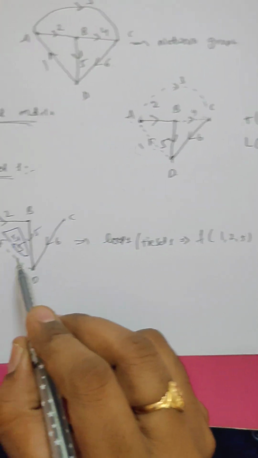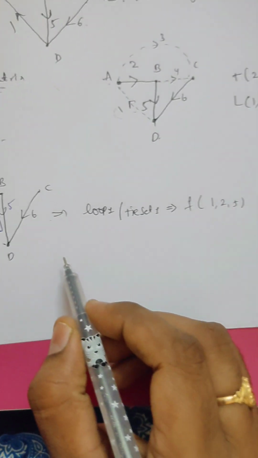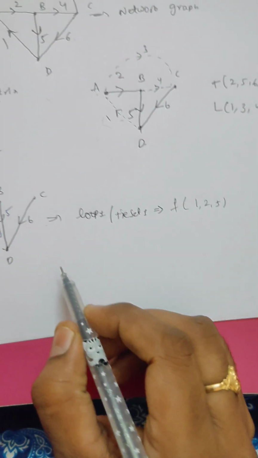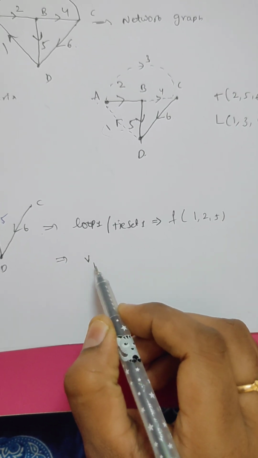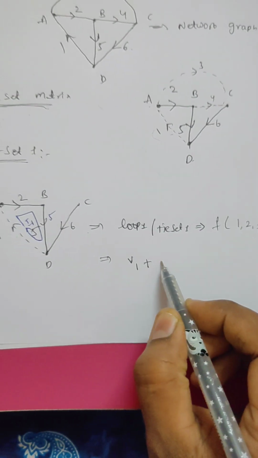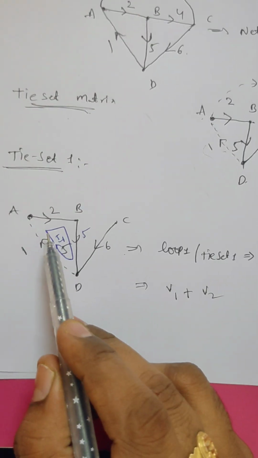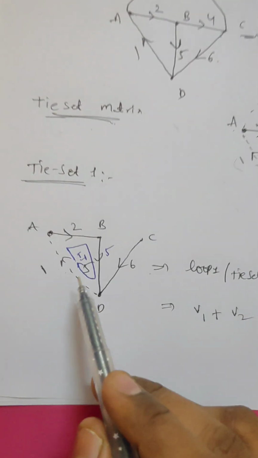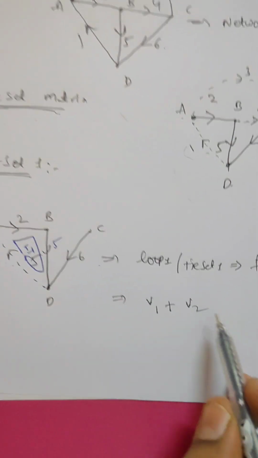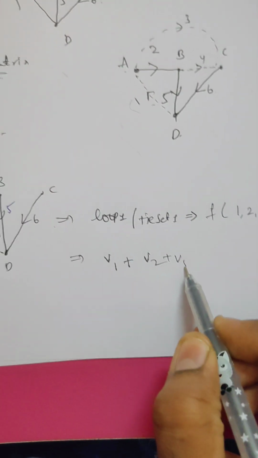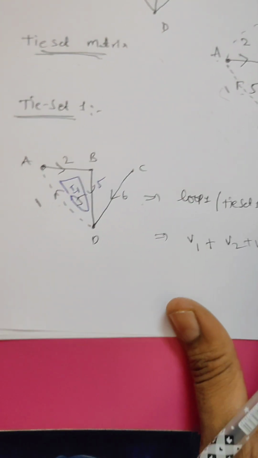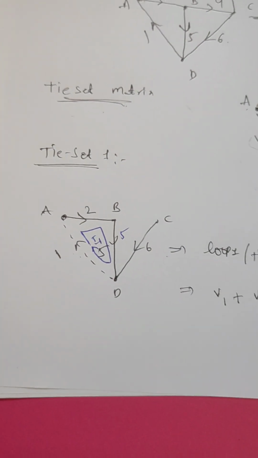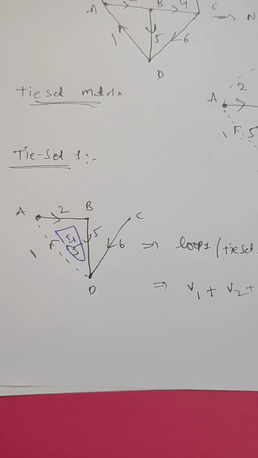Here one closed loop is there, so by applying KVL we will get the voltage equation as V1 plus V2, and with this direction of the current, plus V5 is equal to 0. Make it equation 1. Similarly, consider the remaining two tie sets.